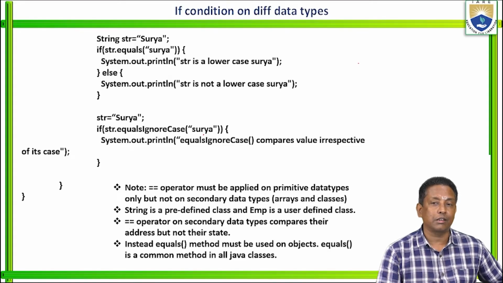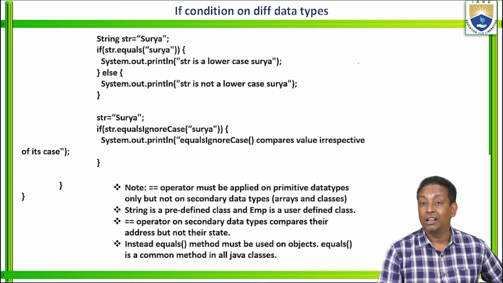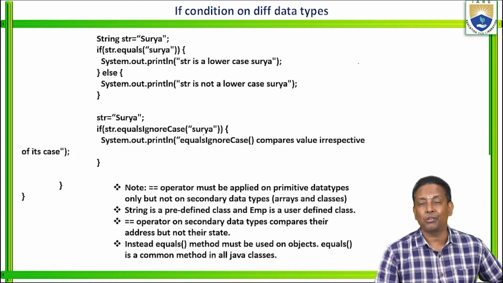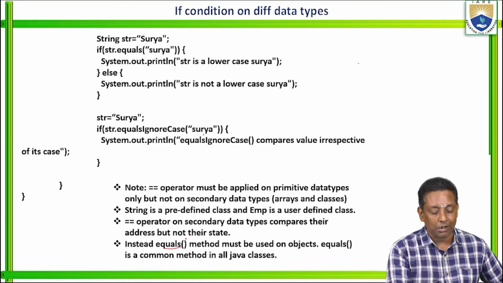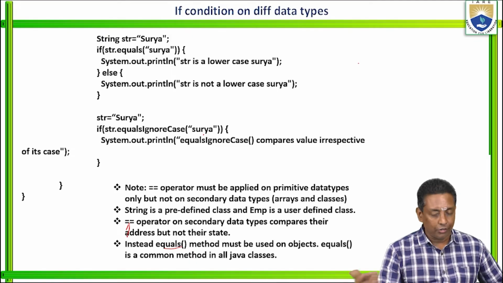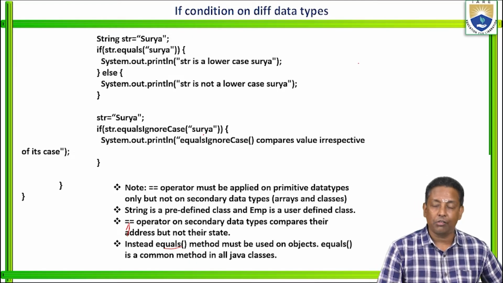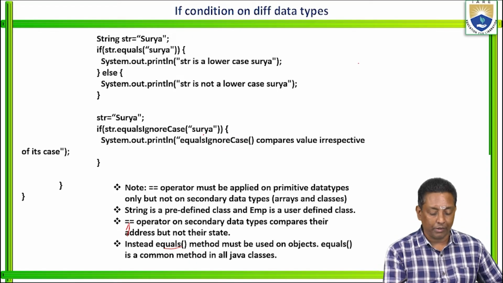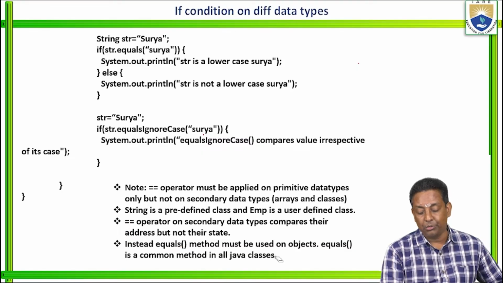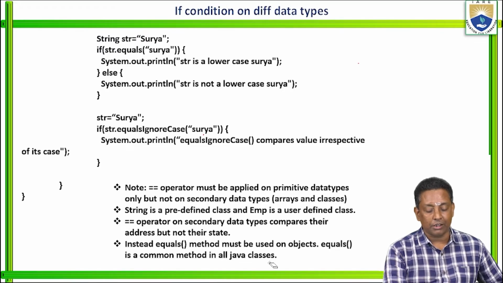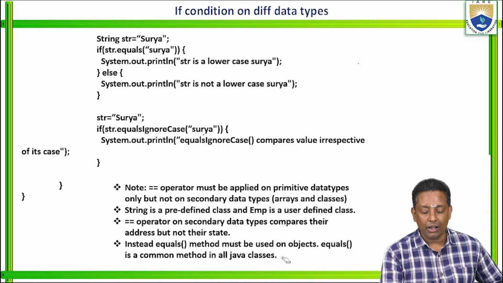If the interviewer asks, can we use the equal to operator between two objects, you say yes. But it doesn't compare the two objects' state, it will compare only their addresses. Most of the time we want to compare the state but not the addresses, so we must use the equals method. In the next string example, we'll see how the equal to operator and the equals method work. The equals method is a common method in all Java classes.